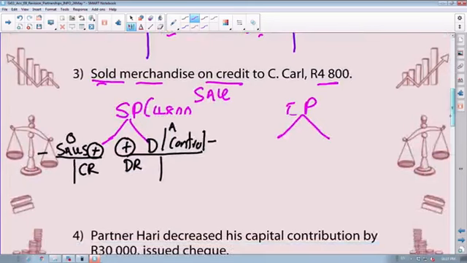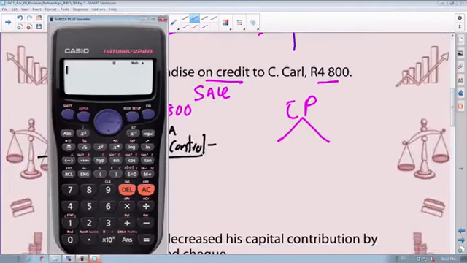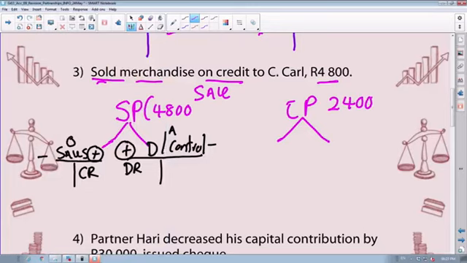All right, so we're given the selling price was 4,800. So let's get the calculator out. 4,800, we're now going to multiply this by 100. And we're going to divide this by 100 plus markup. You know what I'm talking about. You've done this a million times in class. Okay, so the cost of sale or the cost price is 2,400. That's how much the business bought these goods for in terms of the sale itself. Right, so that is our cost price.